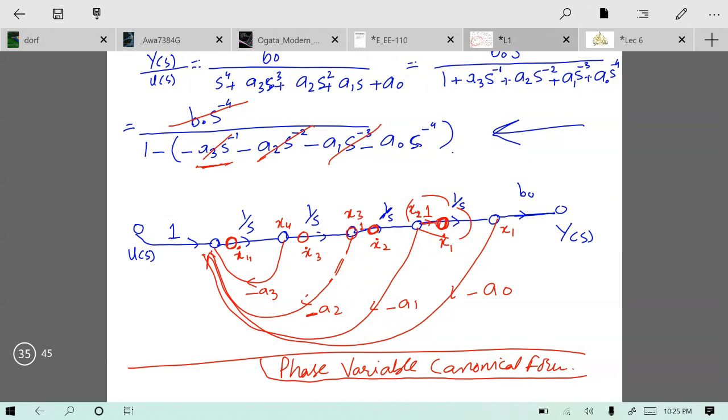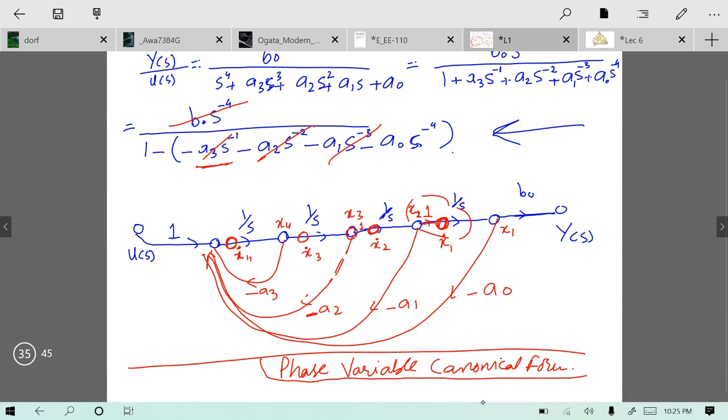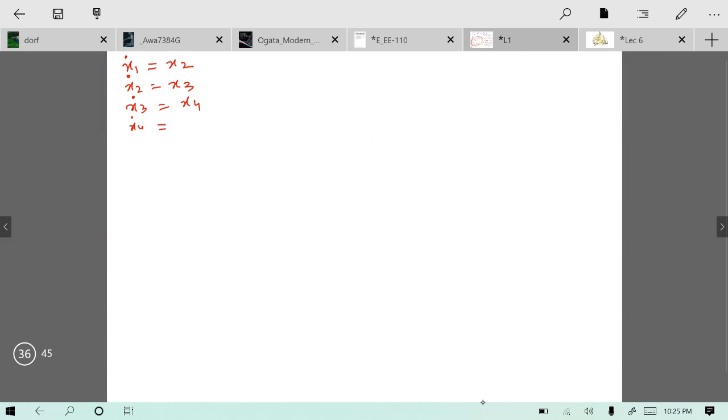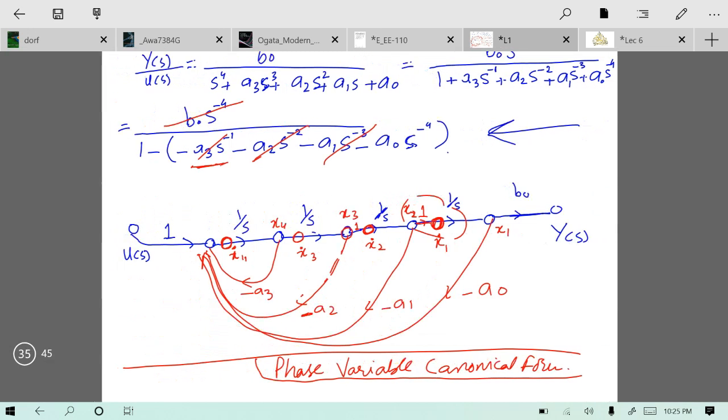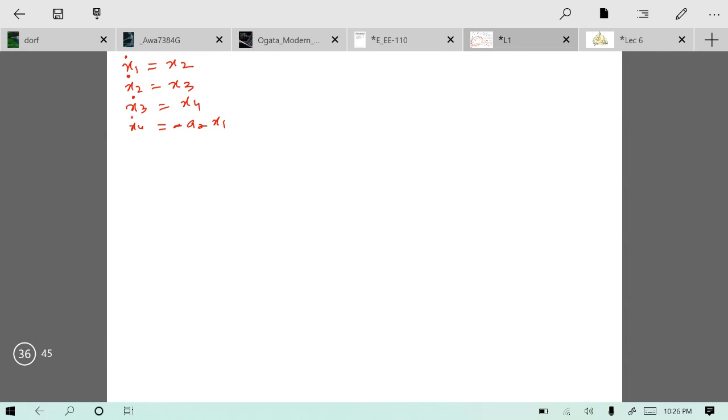Similarly, x4 dot will be different. Let me try to write from the start. x4 dot is equal to minus a naught x1, and this node is also coming over here, which is x2, so minus a1 x2 minus a2 x3, minus a3 x4.